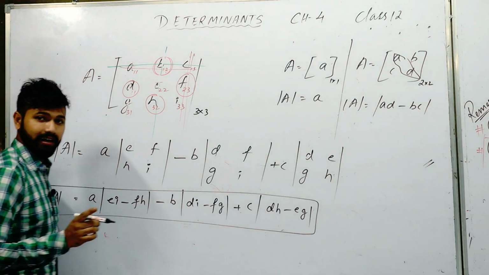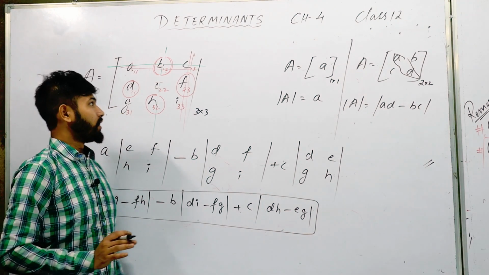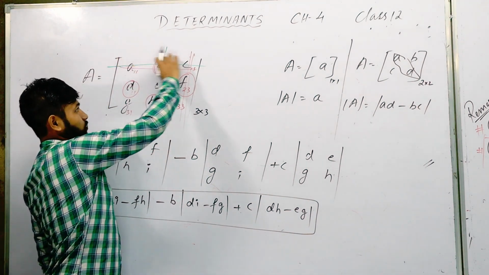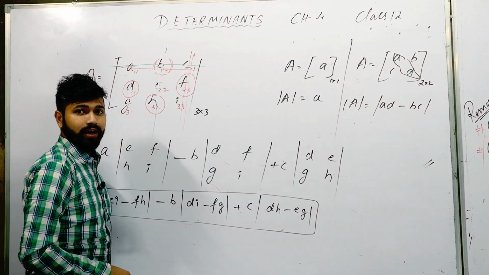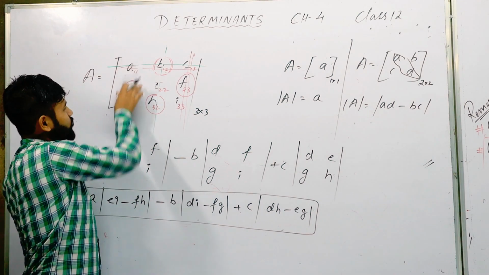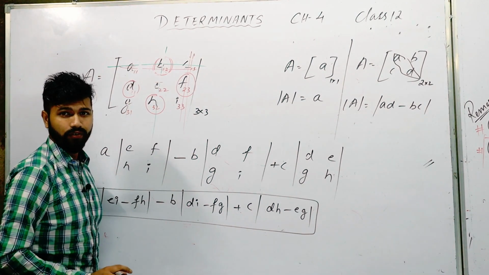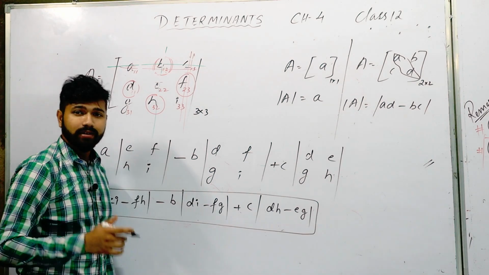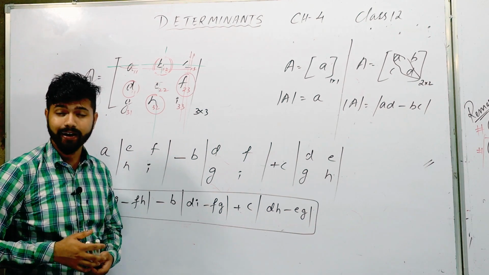I hope that's clear. It is called expansion through a single row or column. If you consider this row, then I have to consider these three elements. You can expand through the first column also. When you consider the first column, you will eliminate the second row, third row, and fourth row.